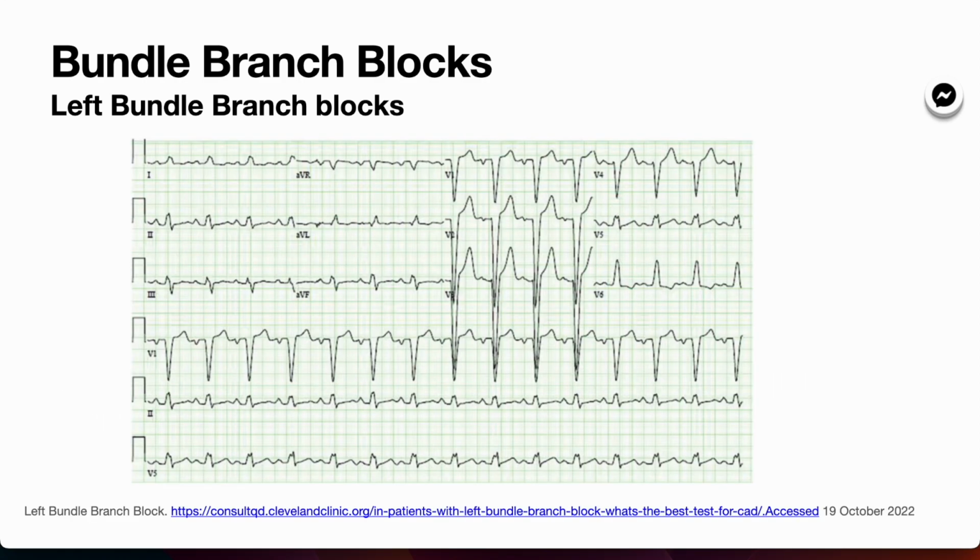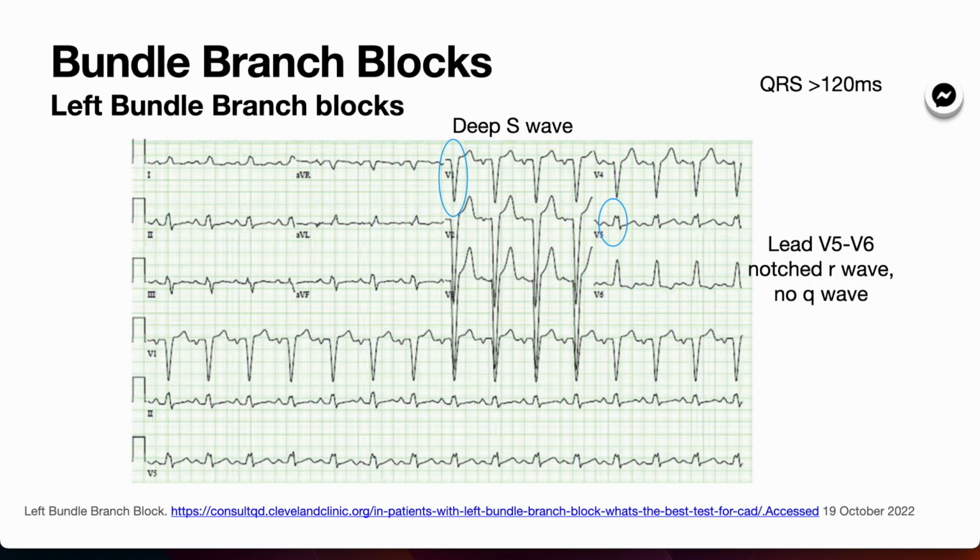As you can see here, the QRS is more than 120 milliseconds, but you can see in V1 that there's a deep S wave, and in V5 and V6 you can see a notched R wave. Sometimes there's really no Q wave, so what you have is a QRS of 120 milliseconds, a deep S wave on V1, and a notched R wave on V5 to V6.